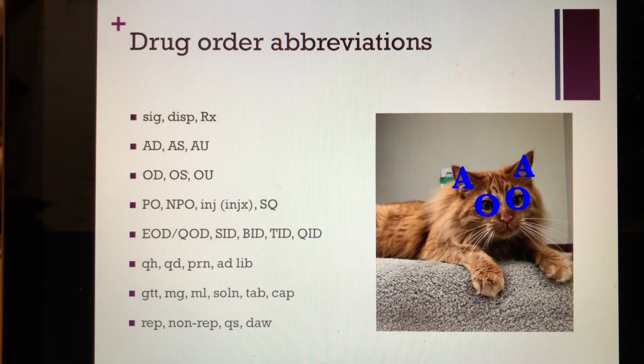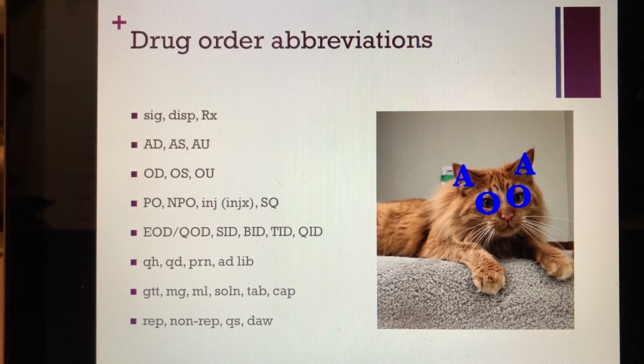So we know A, we know O, but what is D, S, and U? D is for the right side, S is for the left side, and U means both. If you grew up in Canada, it's quite possible that you took French in school, because it's one of our national languages. If you remember, the word for right is à droite, so that's the D. That's one suggestion I have for remembering that D is right.